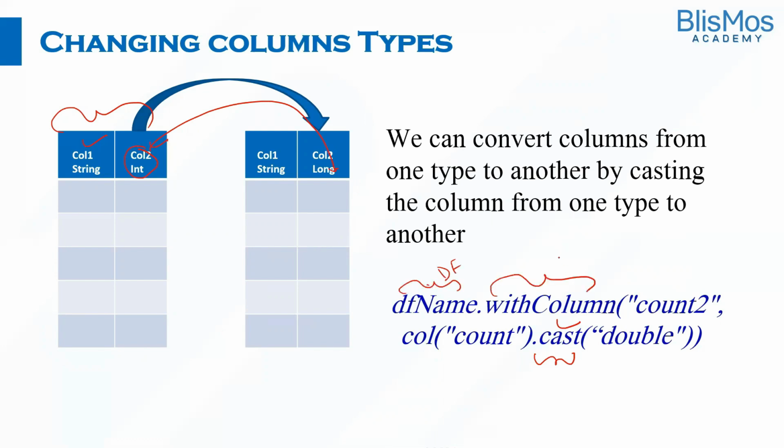This is an explicit way of adding columns. Then you are specifying the name of the new column. Then you will take a count. This is a column, and you are casting this to double instead of int, or you can cast it to long as well. This is the way you change the type of the columns by the cast method.